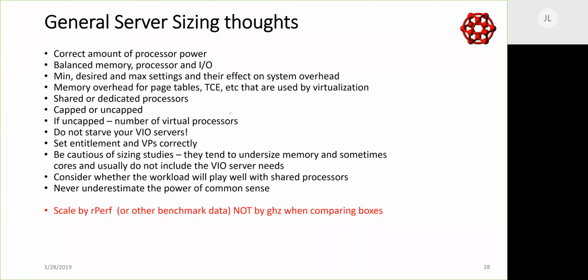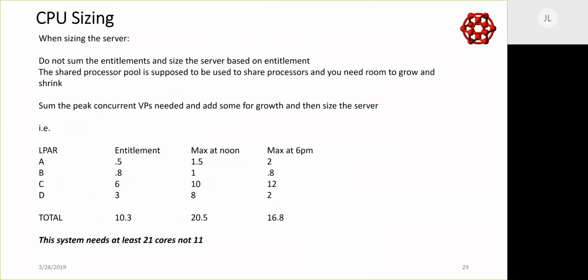And as I said, scale by rPerf, and I'm going to give you an example now of why. So what I have seen people do is they've summed up their entitlements, and their entitlements come down here to 10.3. So they go, okay, I only need like 11 cores for this workload. No, you have to sum it by your concurrent peaks. All right, I might only need 10.3 cores most of the time, but if all my workloads peak at the same time, I need 20.5.